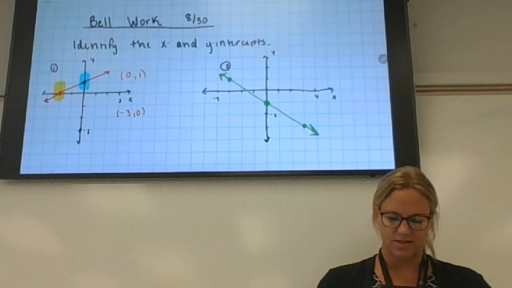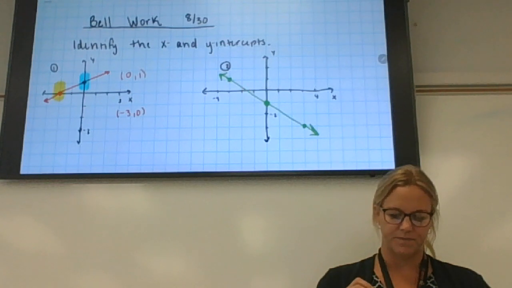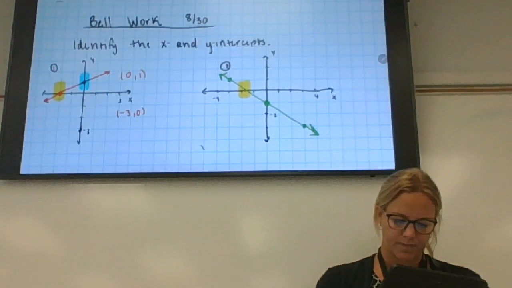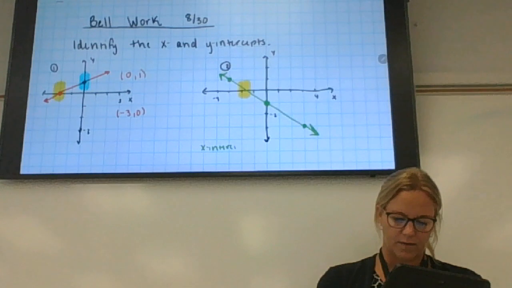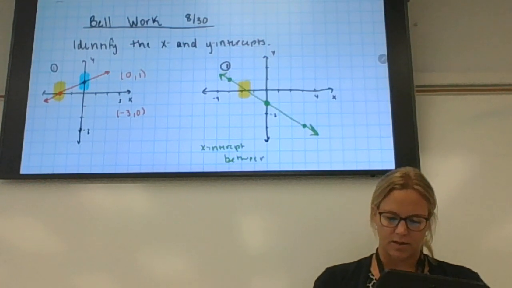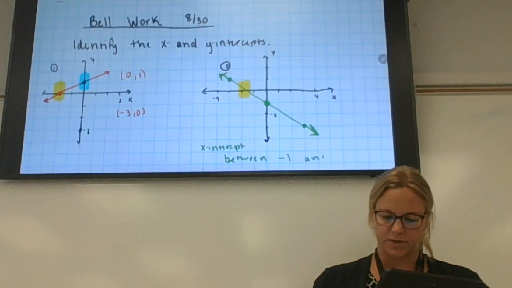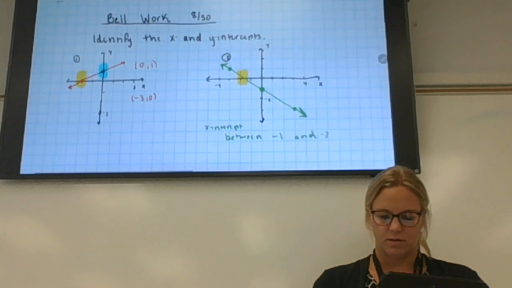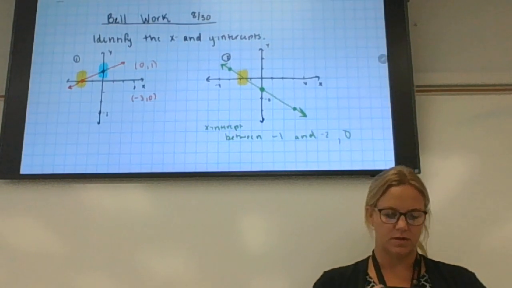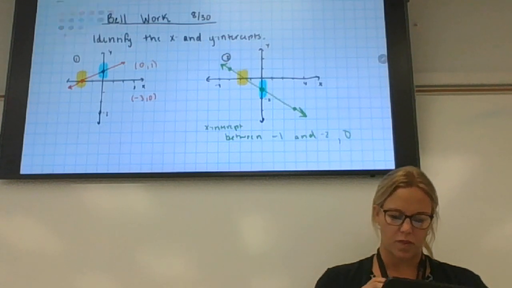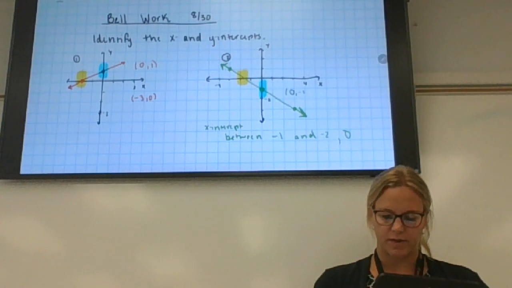Weird point here. What's this x-intercept? I'm just going to have to eyeball it. So my x-intercept is between -1 and -2, comma 0. And the y-intercept, 0, -1.